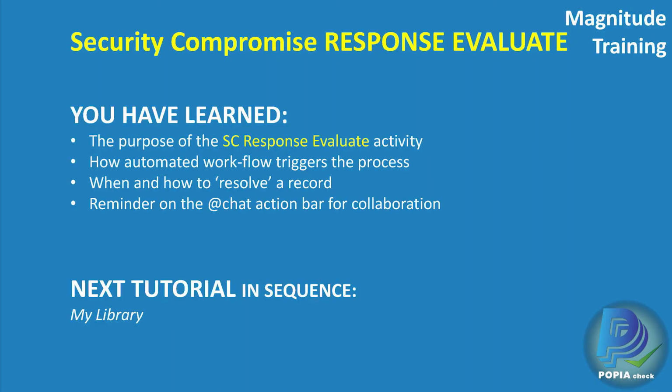We've covered here the purpose of the response evaluate activity, a bit of a post-mortem, as I've mentioned, with learnings taken and adjustments made. You have an understanding of how the workflow comes through from the response activity into the evaluate activity. And we've discussed how to resolve a record, and why you would resolve a record, in other words, to close it out and move it to archive. And as usual, we have talked about your action chat bar. It's such a cool place to collaborate internally around the process.